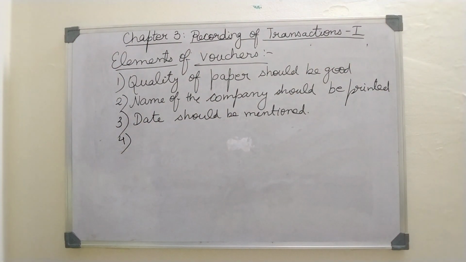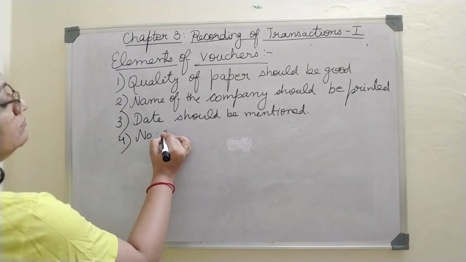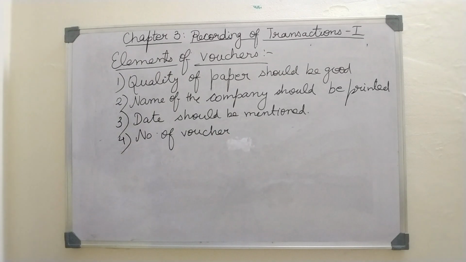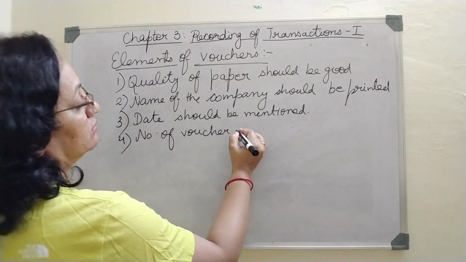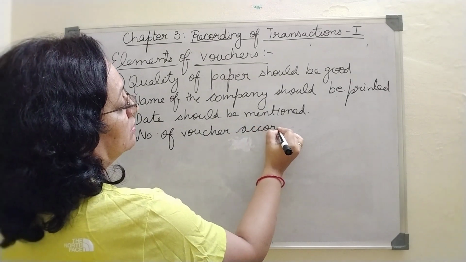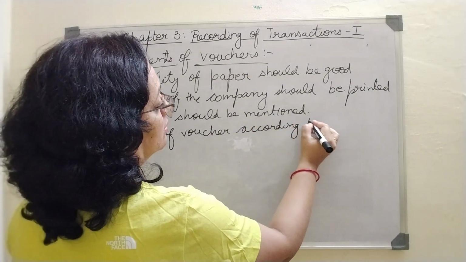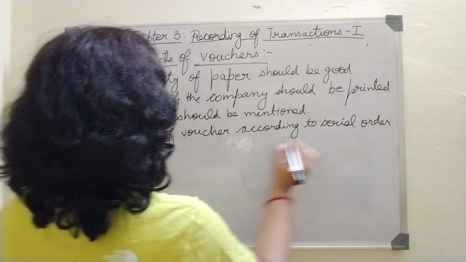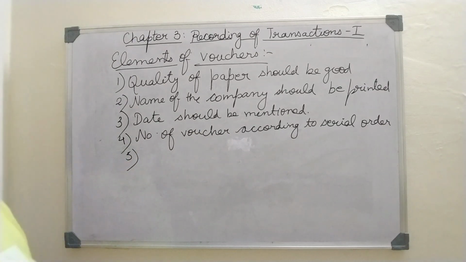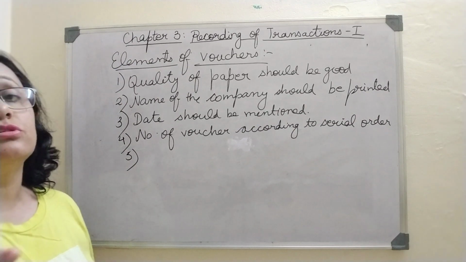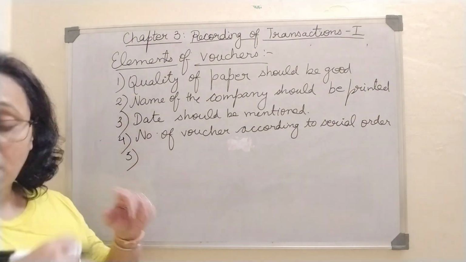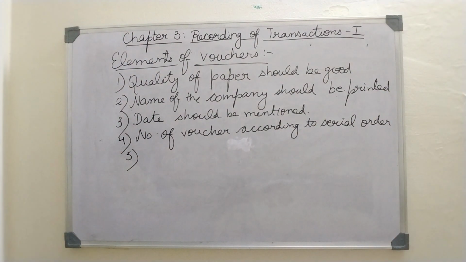Now, the number of the voucher means the serial number or the sequence. So the number of the voucher should be written according to serial order. You can keep writing these things while preparing the notes for this chapter. It is going to help you score well during exams, because lots of theory questions can come from anywhere. Nowadays lots of MCQs are also coming. So you have to keep in mind what kind of questions can be asked.